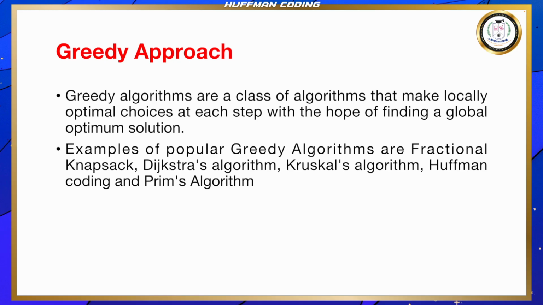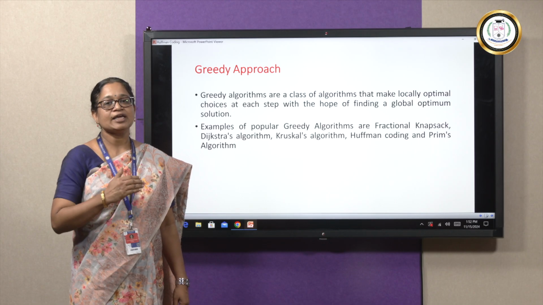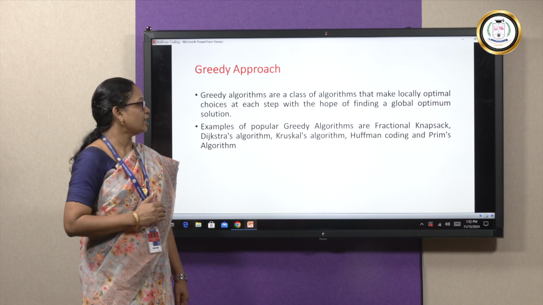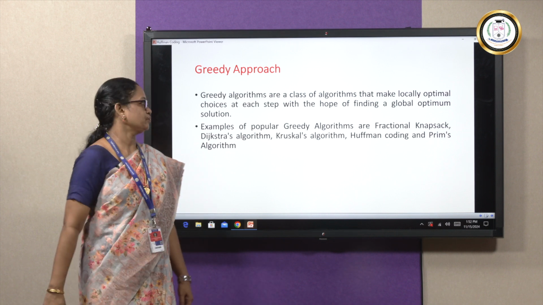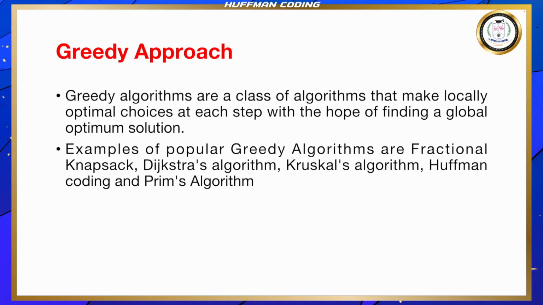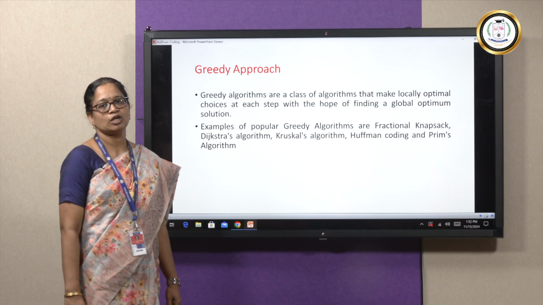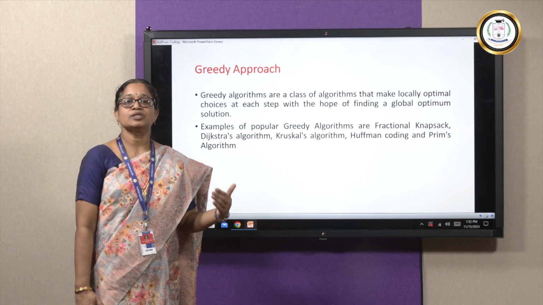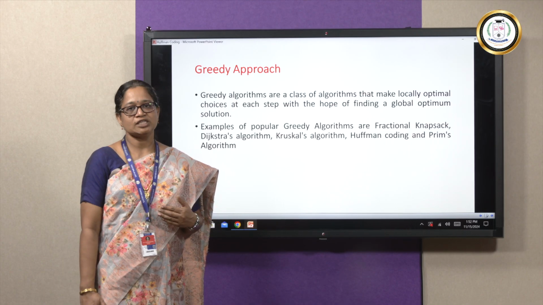So here the Huffman coding is implemented using a greedy approach. As we all know, greedy algorithms are a class of algorithms that make an optimum decision at each step with the aim of finding a global optimum solution. Examples of such popular greedy algorithms are Fractional Knapsack, Dijkstra's algorithm, Kruskal's algorithm, Huffman coding and Prim's algorithm. So now we are going to discuss the Huffman coding technique.